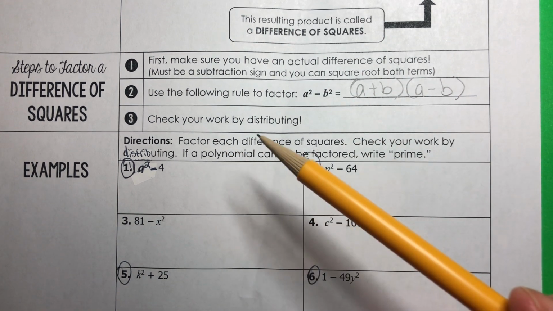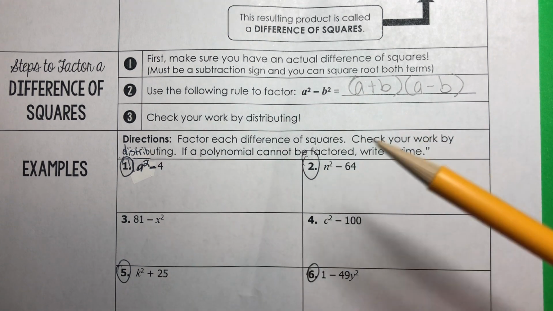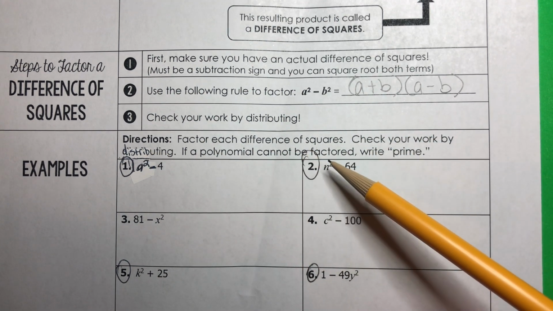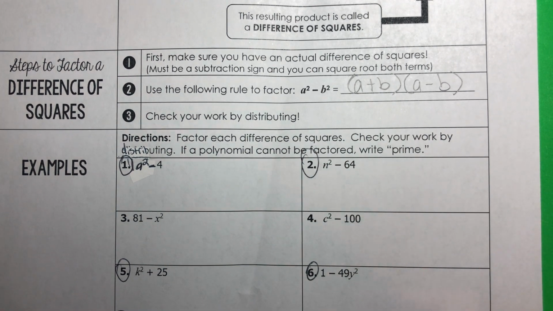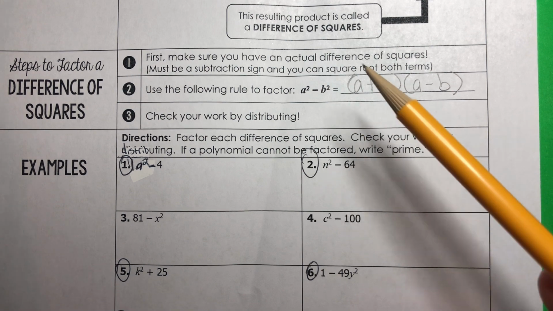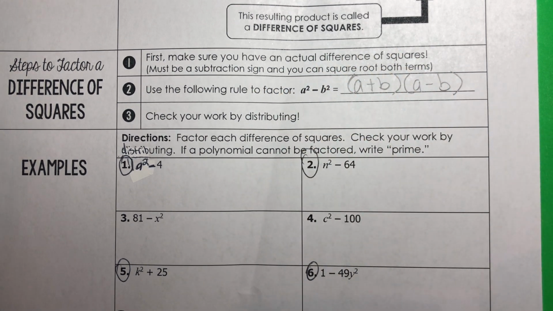It says to factor each difference of squares. Check your work by distributing if you want to. And if a polynomial can't be factored, just write prime. So we had a couple examples like that last week, and it basically just means that you can't factor that polynomial at all. You can't use the difference of squares. You're just going to leave it exactly how it is.